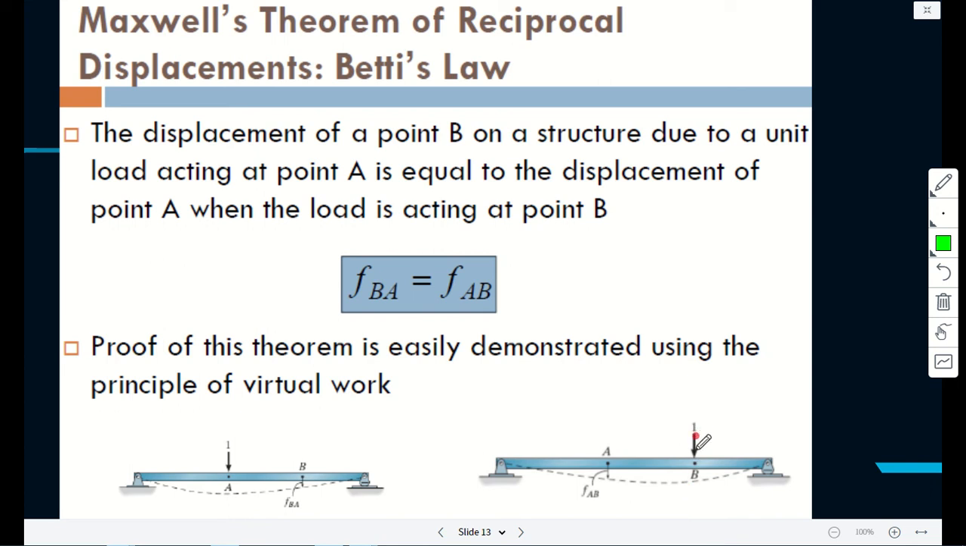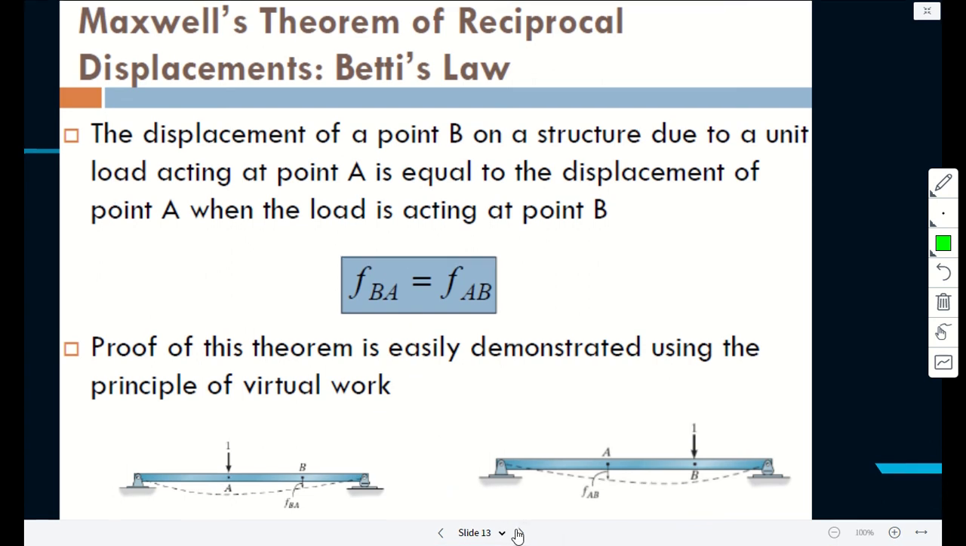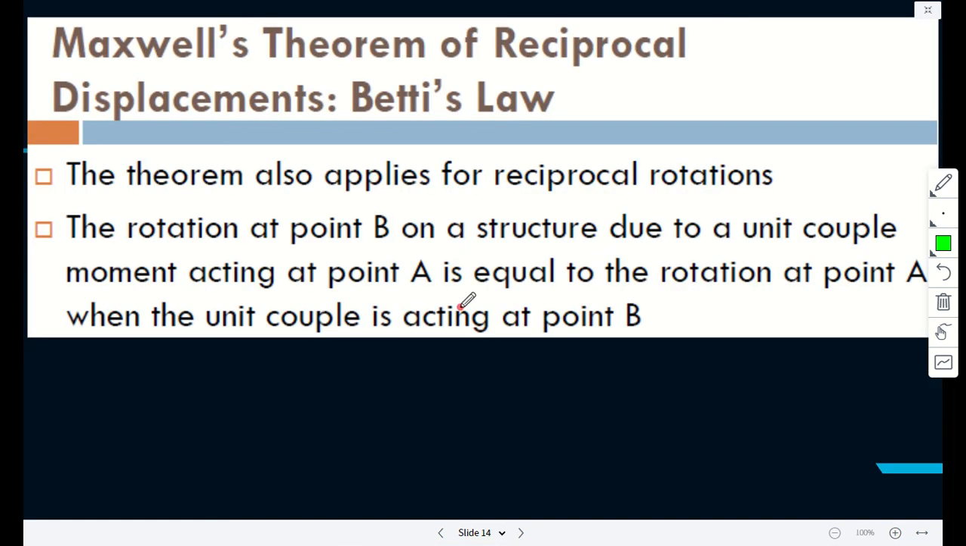And how about the displacement of this? The displacement due to this load at point A is called FAB. Maxwell says that this is the same. The displacement at point B due to a unit load at A is the same as the displacement at point A due to a unit load at B. So that is the Maxwell reciprocal theorem.